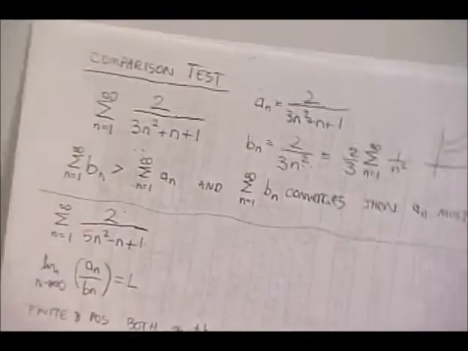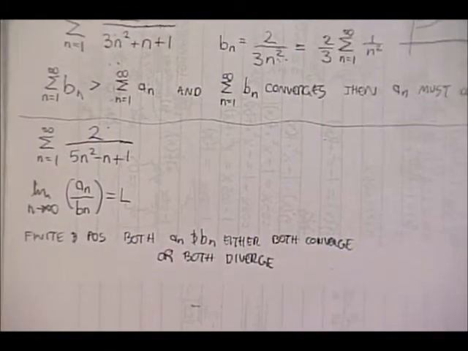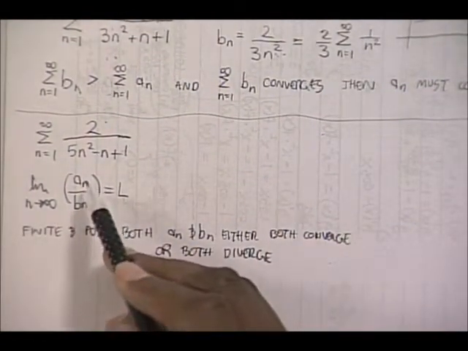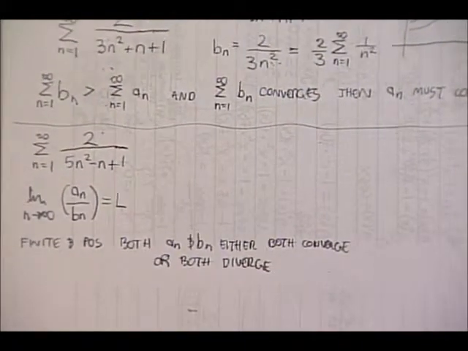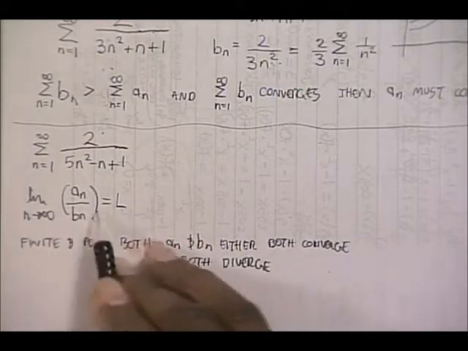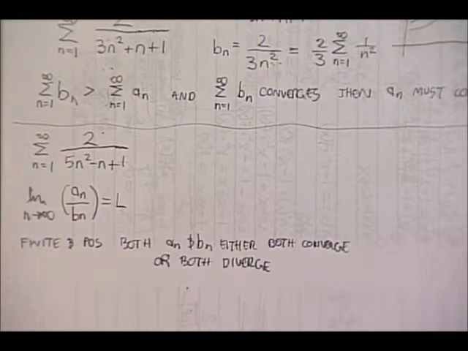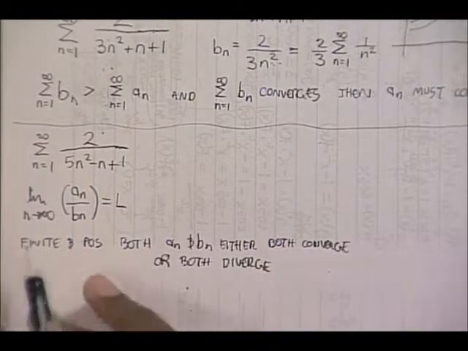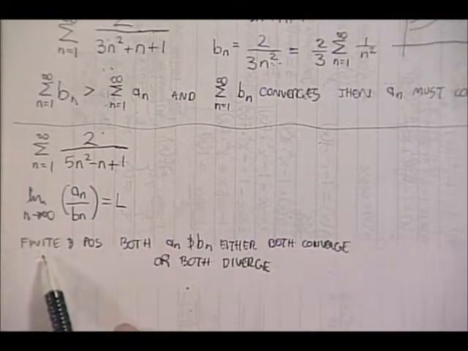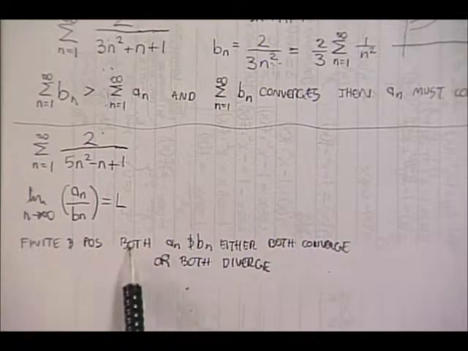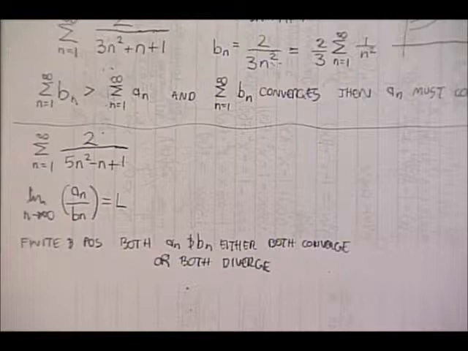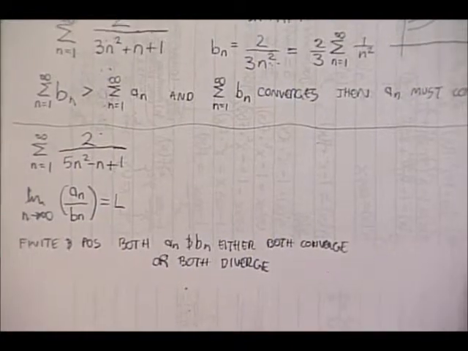Oh, you can't see that. I'm sorry. All right, so one more time. You've got the original problem A sub n. You're going to choose some B sub n that you'll know something about. You've got to know something about that B sub n. And then you're going to take the limit as n goes to infinity. And if the result of the limit as n approaches infinity is something finite and positive, then either both A sub n and B sub n will converge or both will diverge. So the best way to explain this is to do a problem.